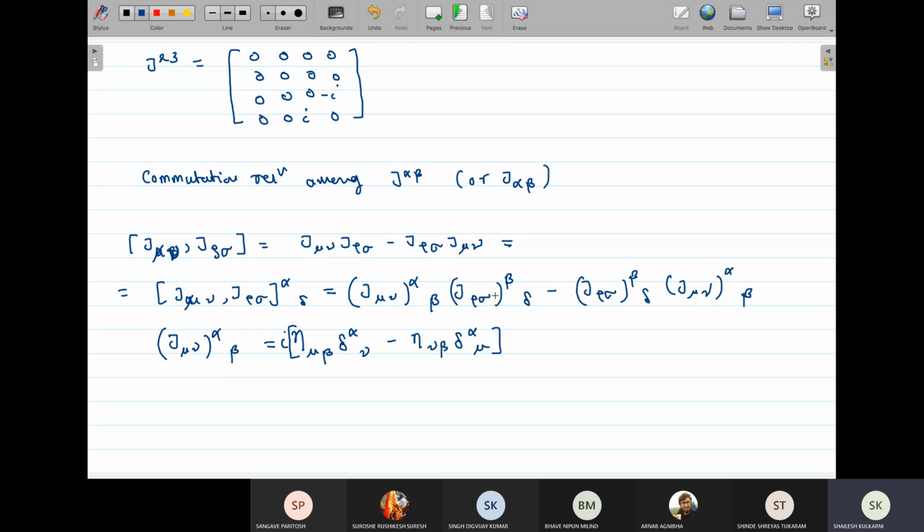So you substitute that. If you are in doubt with this notation, you can also use the commutator of J mu nu and J rho sigma. There is no problem. Essentially the result will be the same. So you write the same expression for J rho sigma beta delta and just substitute it here and simplify. So let us do that.